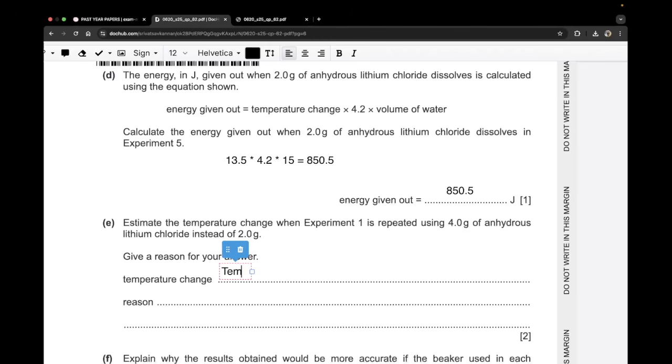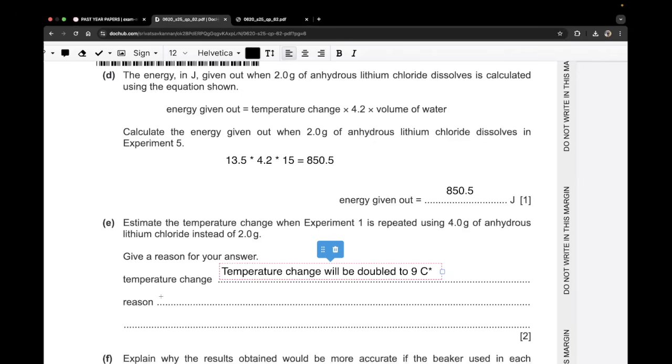So we can say that the temperature change will be doubled to 9 degrees Celsius. Right? So just 9 degrees C right here. You can just use the Celsius symbol on your notebook as well. I'm just using a star here.